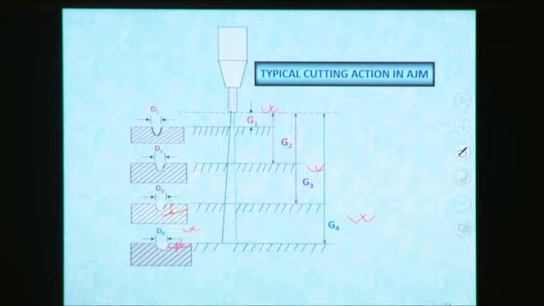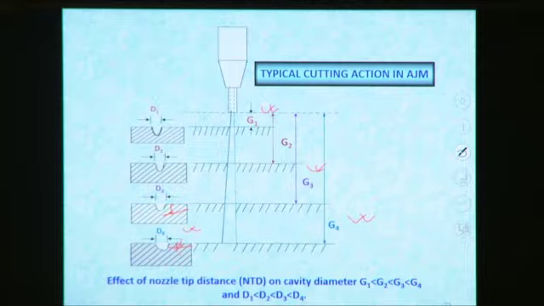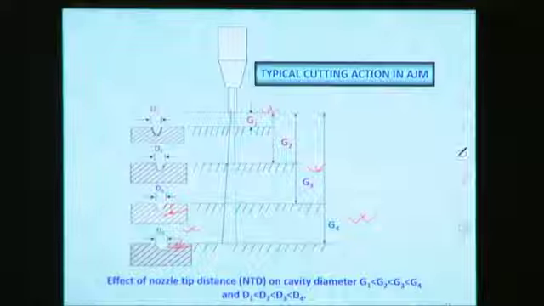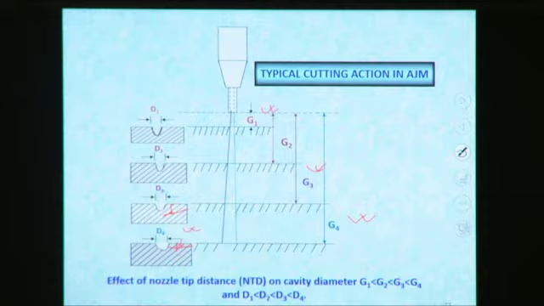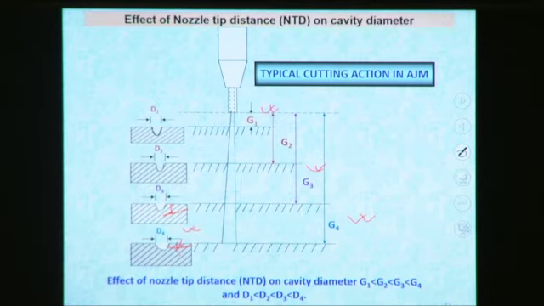So if we want to make a very highly accurate cut, we have to reduce the stand-off distance. This is the effect of effective nozzle tip distance or stand-off distance on cavity diameter. G1 is less than G2, less than G3, and less than G4. So D1 is less than D2, D2 is less than D3, and D3 is less than D4. In the case of G4, the diameter of indentation is high.